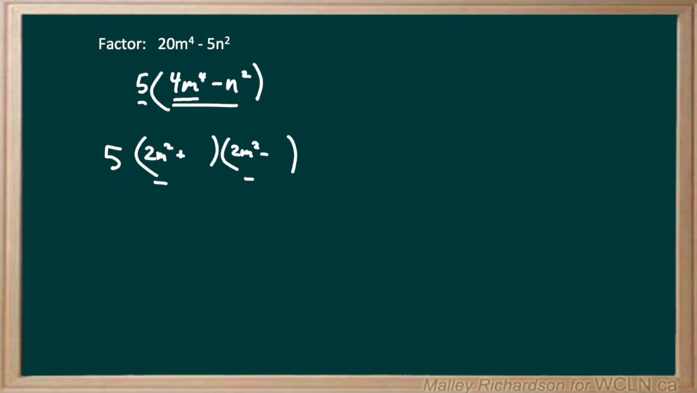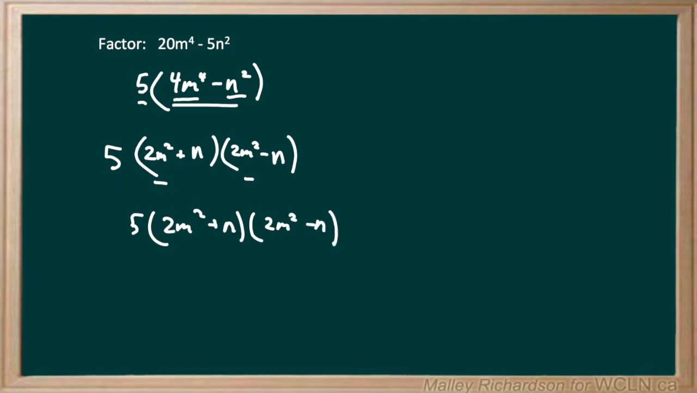Now we have to take the square root of our second term, n squared. Well, the square root of n squared is just n, so we'll have n in both brackets. So our answer is 5, and then multiply that by 2m squared plus n multiplied by 2m squared minus n.